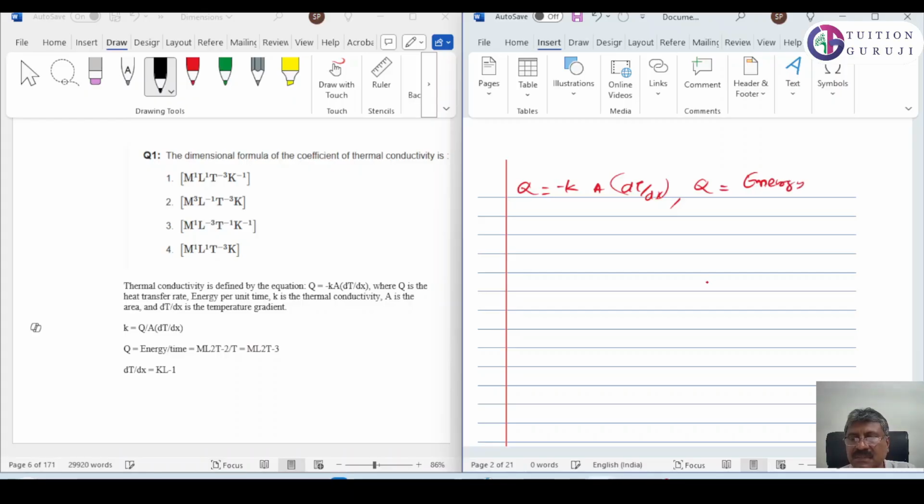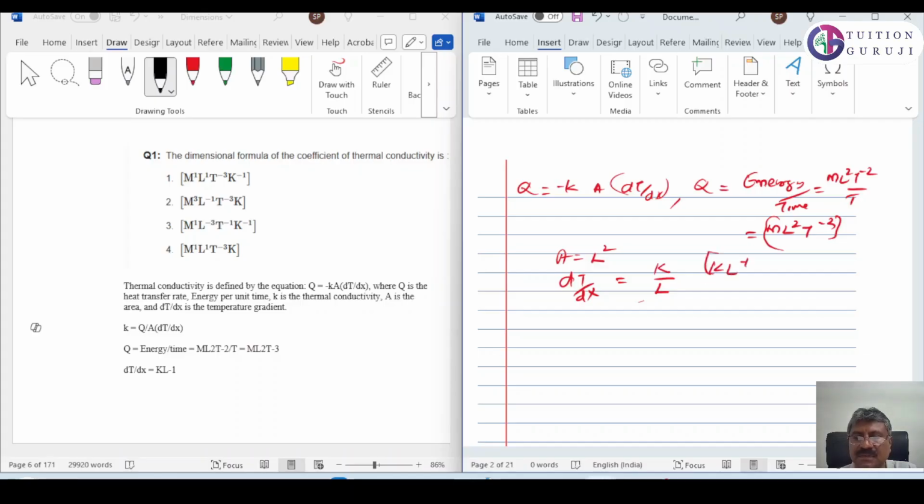So it is energy divided by time. Energy is ML square T raised to minus 2, and we know time is T. So Q is equal to M L square T raised to minus 3. Now A, the area, is equal to L square, and dT by dx is the temperature gradient. Temperature we know is Kelvin, and dx is length, so it is temperature per length. So the temperature gradient is K L raised to minus 1.